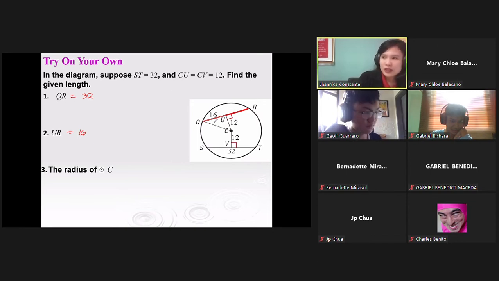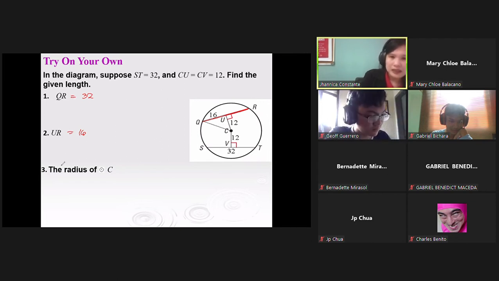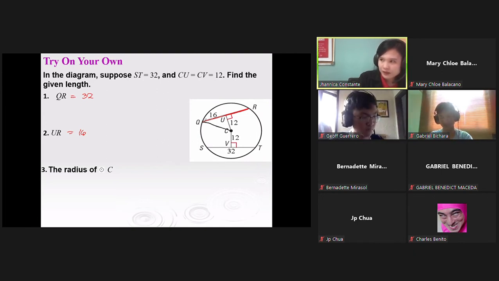So we are done finding the measurement of our chord QR, which is equal to 32, and the line segment UR, which is equal to 16. The next question that we have about the circle is, what is the radius of our circle C? Given that we have an equidistance, which is 12, we need to find the radius. The radius is this line, radius QC of our circle.